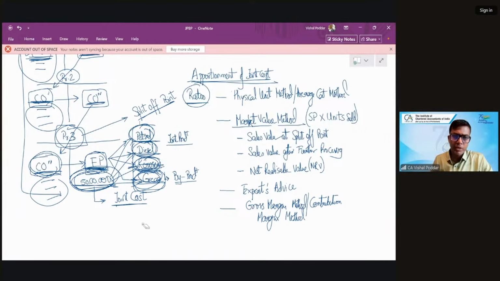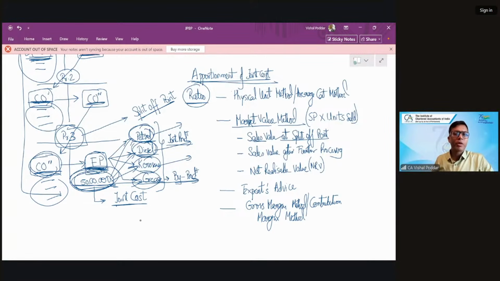Now understand that since your final product is ready, you can sell the final product immediately here itself. You can sell petrol, you can sell diesel, you can sell kerosene, you can sell grease. Now, if you are selling them immediately here itself, then we call it sales at split off point. Why sales at split off point? Because at this point in this process, the raw material got split, it became separate, it became different products.